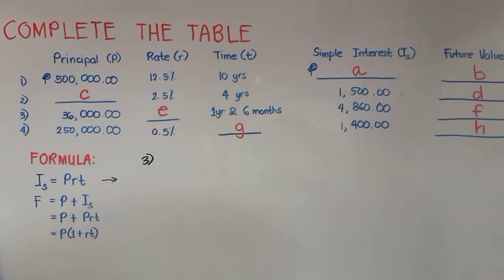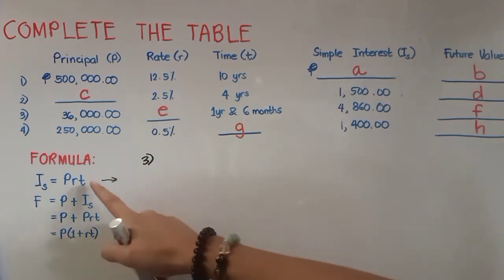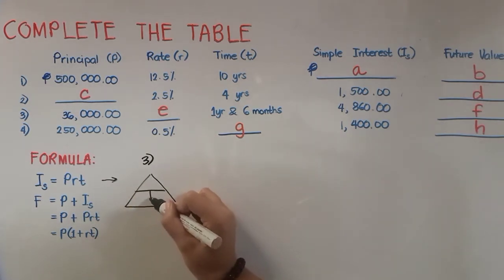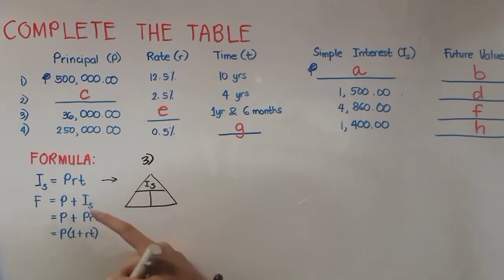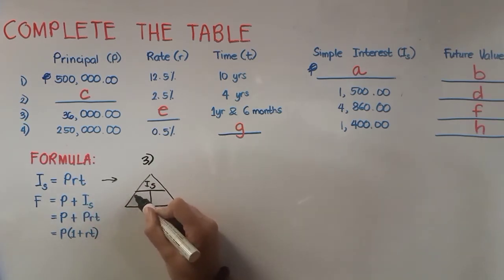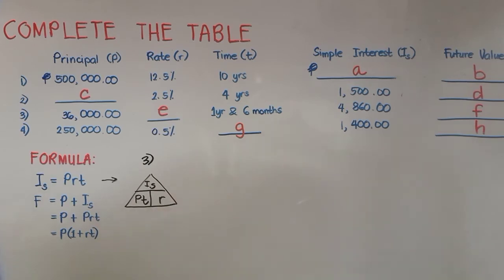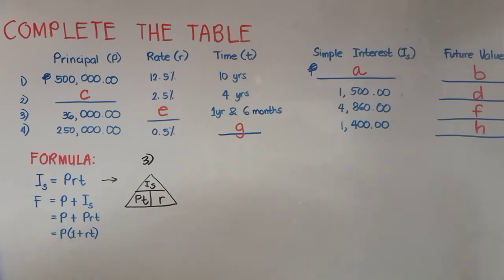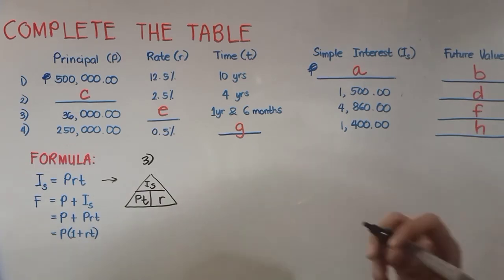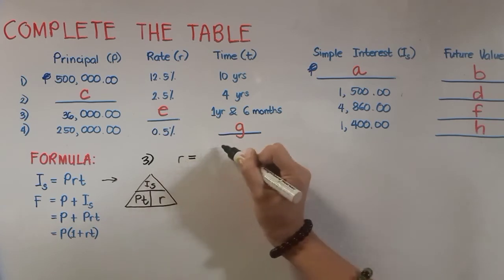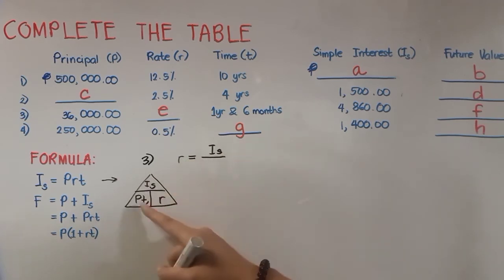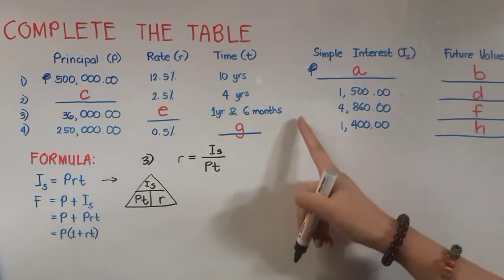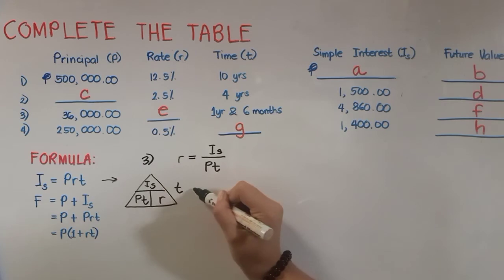Take note that our unknown is rate. Since we don't have a formula for that, we have to convert again using this triangle method. The one on top is always the simple interest, and remember to isolate R on one side, therefore P and T should be on the other side. As you can see here, our R can be taken from dividing our simple interest, IS, over the product of P times time.